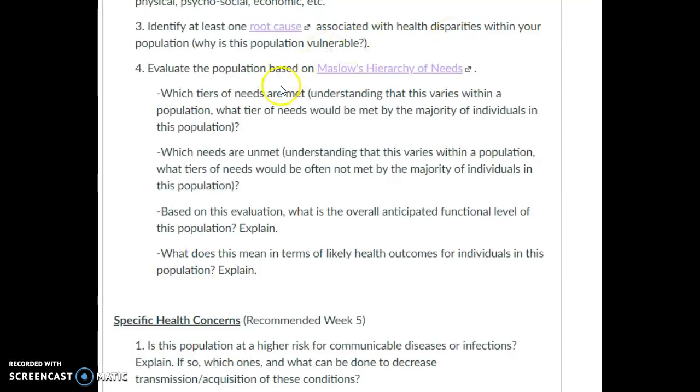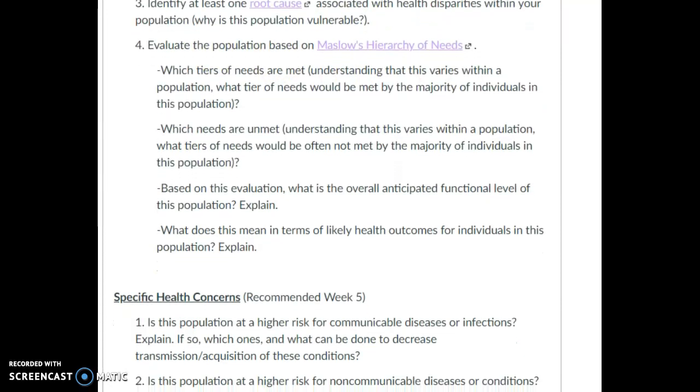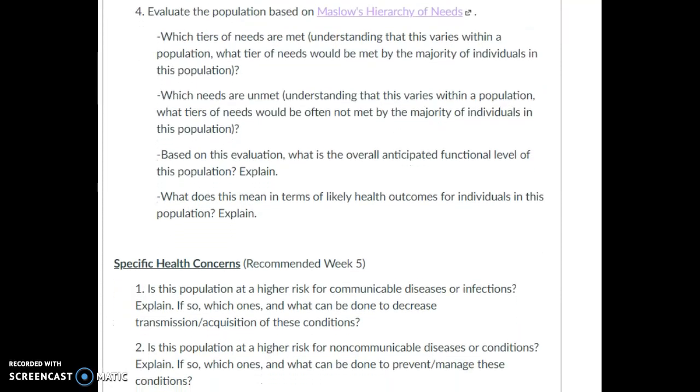The next thing you're going to do is look at Maslow's hierarchy of needs. Now, again, there are individuals within all these populations and a wide variety of leveling, but what you're going to look at is, if you were to do a Venn diagram with the majority of individuals, what is a shared experience among individuals within your population, and how does that look compared to Maslow's hierarchy of needs?